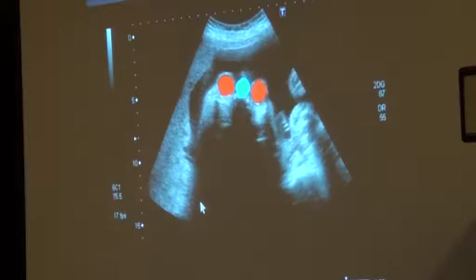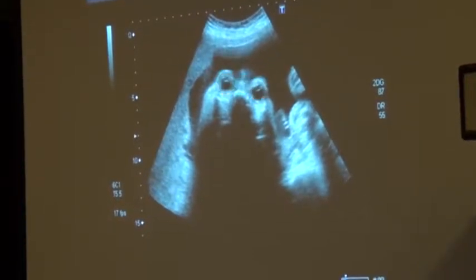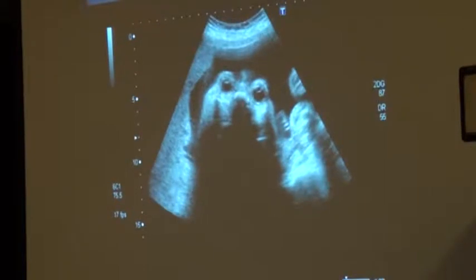So you take the circumference of the orbit, and you put a circumference of the same size in the center. If it fits in, there is no hypotelorism, there is no hypertelorism. If there is an overlapping or there is a space, either you are dealing with hypotelorism or hypertelorism. Now let's give you the answer. This is the colors I have removed.